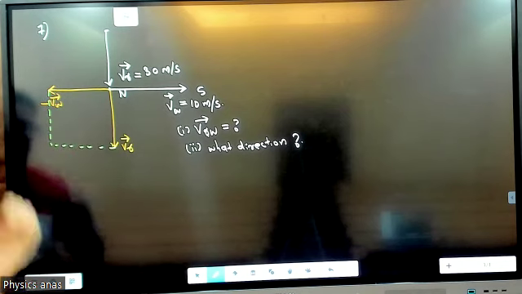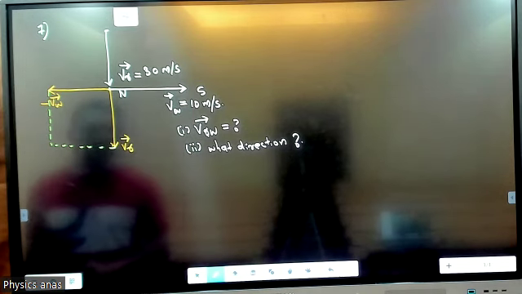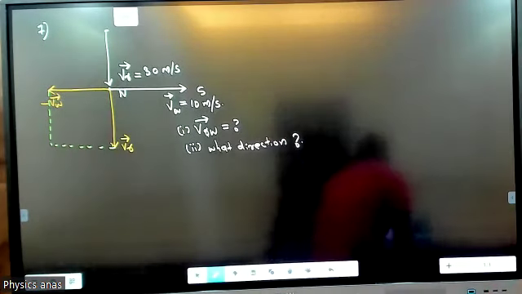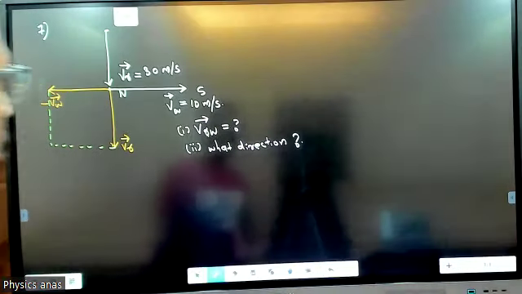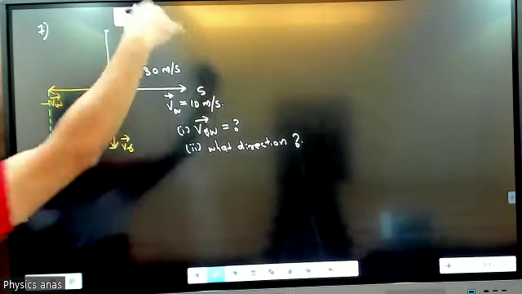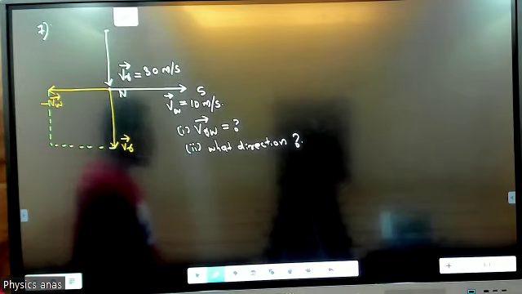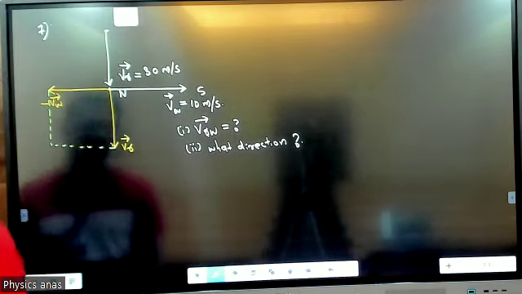If I am extending it, I will get a rectangle, and a rectangle is a parallelogram. You know that, right? Sneha, in the previous class you showed me this question. Do you remember that? This is the question we are doing now.